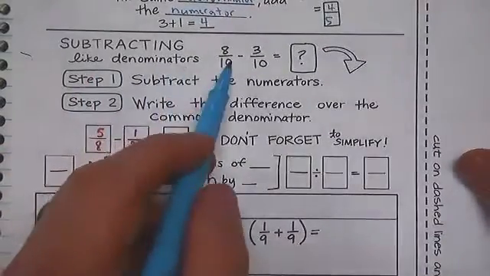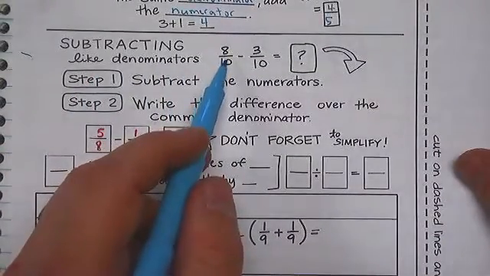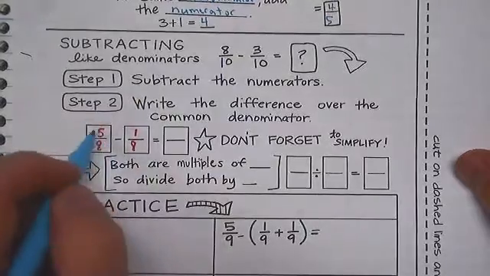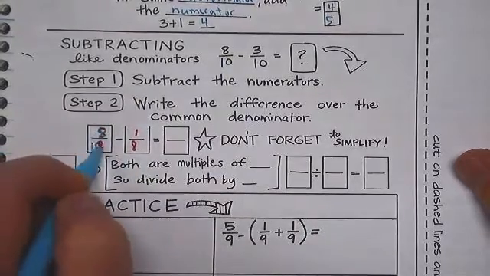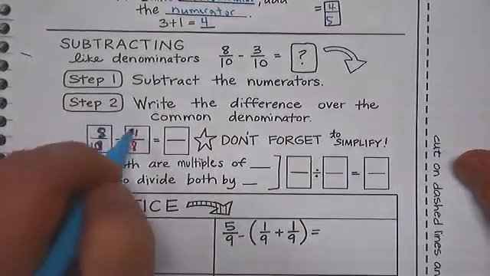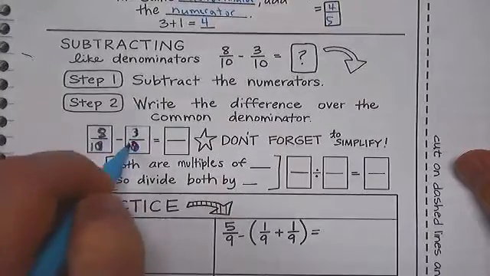Subtracting like denominators. So here we have the example of 8/10, whoops, should be 8/10 minus 3/10.